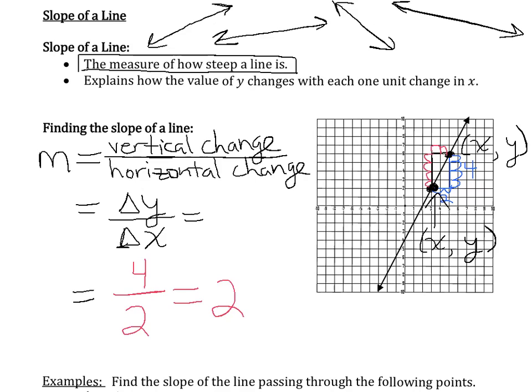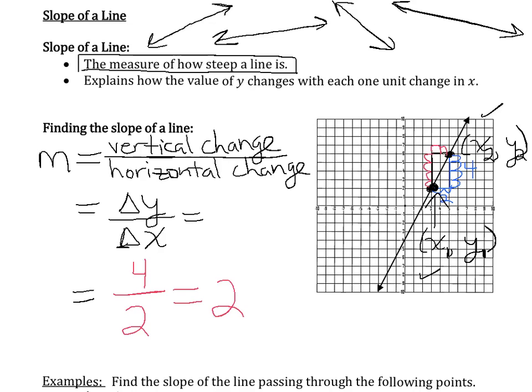Now, in order for me to tell the difference between the x's in this point right here and the x's in that point right there, I'm going to call this point x1, y1. I'm going to put a little subscript, and I'm going to call this x2, y2. And that way, I can distinguish between the 2 points.